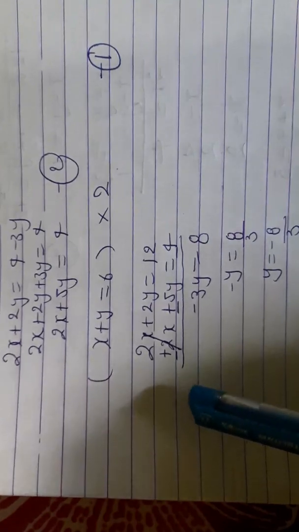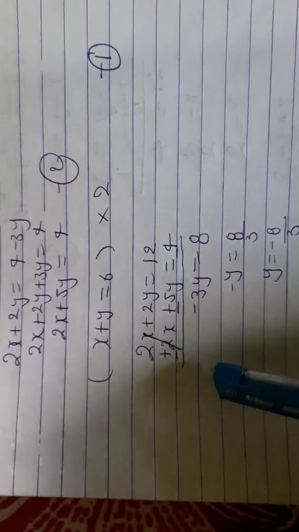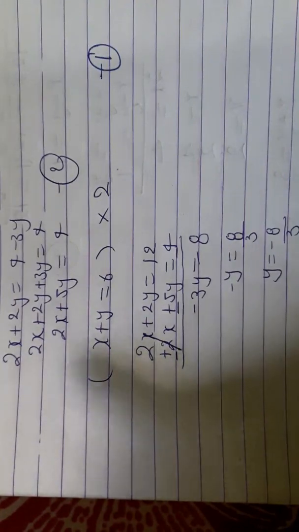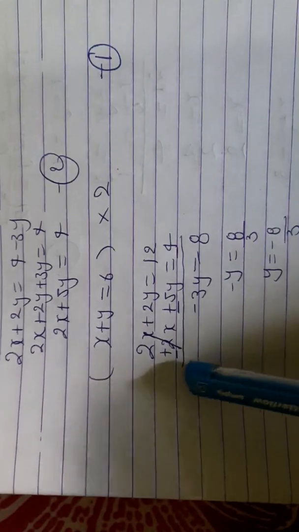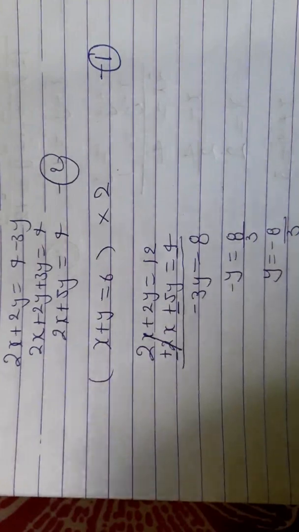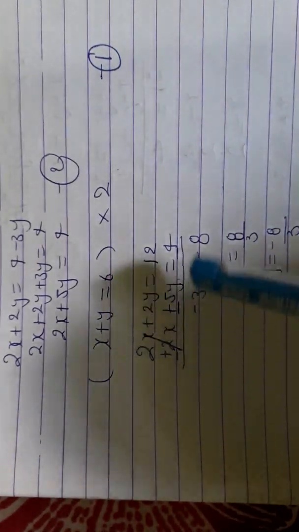Okay, so what we will do, we will subtract the equations. In the first question, one value was positive and the second one was negative, so we added the values. But in this question, both value signs are positive. Okay, then we will subtract the values. So in subtraction, the sign will be changed.